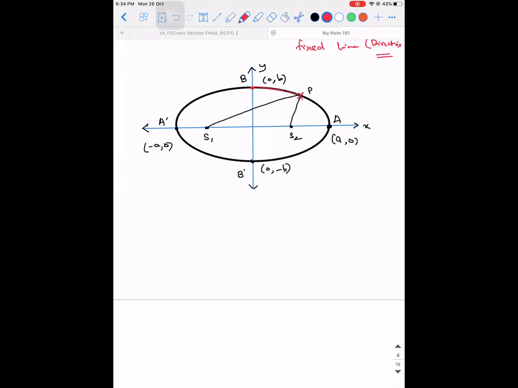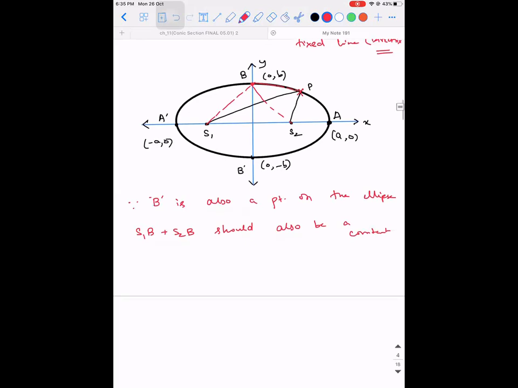Are you guys able to understand? Since B is also a point, look at the definition I'm going to give. Can I say, since B is also a point on the ellipse, S1b plus S2b should also be a constant? Guys, yes or no? Yes, sir.